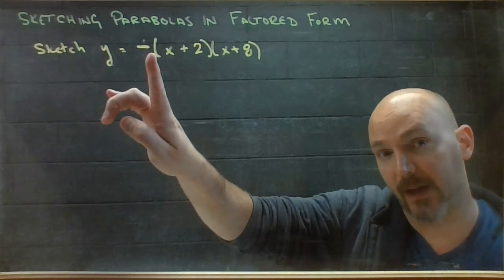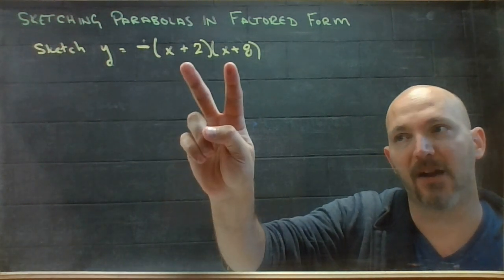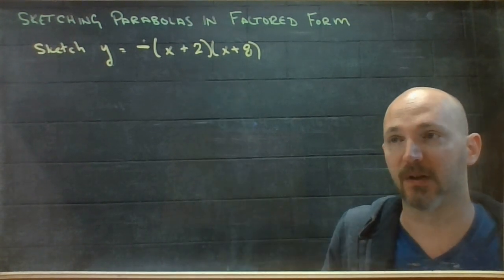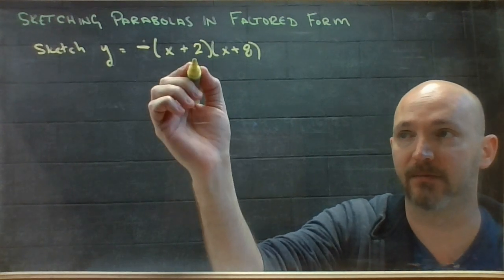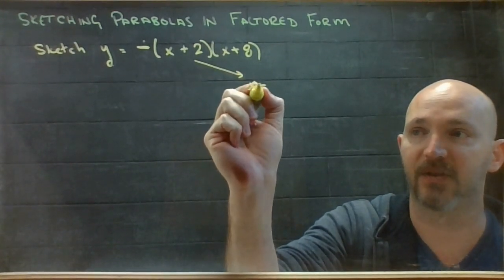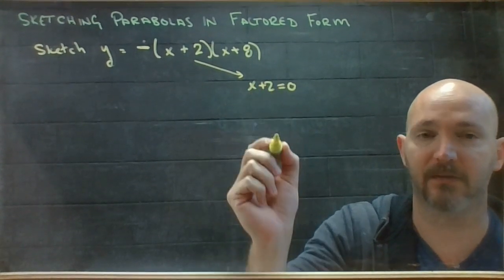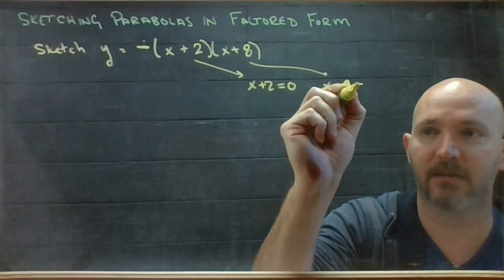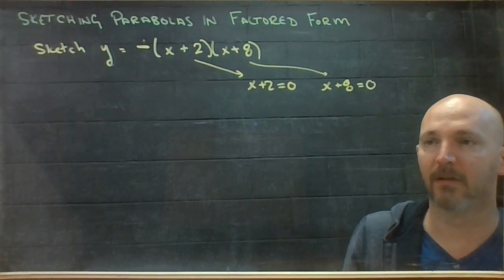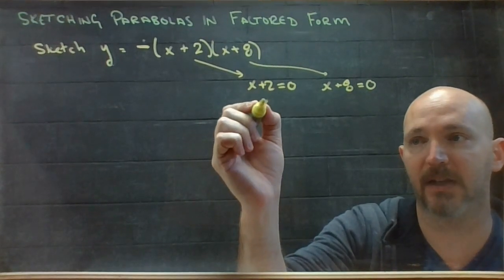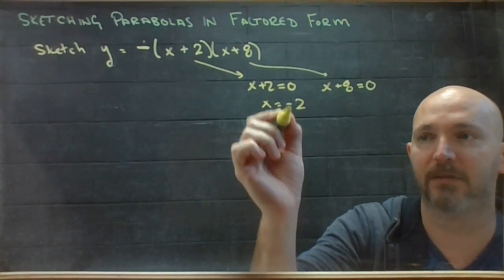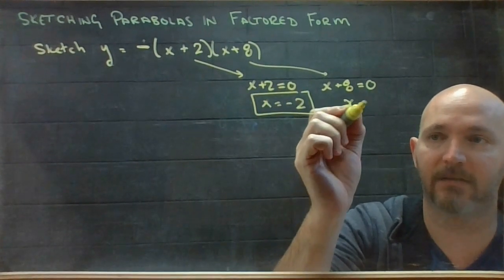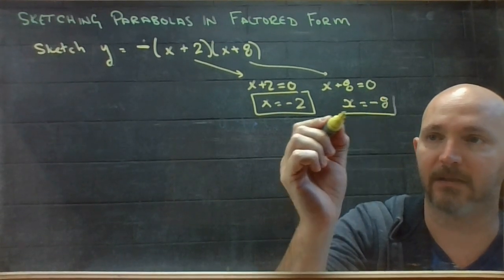So that's going to do that to this particular parabola, but it's not going to change the fact that these things are generating the x-intercepts still. So I need to figure out what those are. First one happens when x plus 2 zeroes out, and the other one happens when x plus 8 zeroes out. So subtract 2 from both sides here, I get negative 2. There's one x-intercept. Subtract 8 from this side, you get another x-intercept.